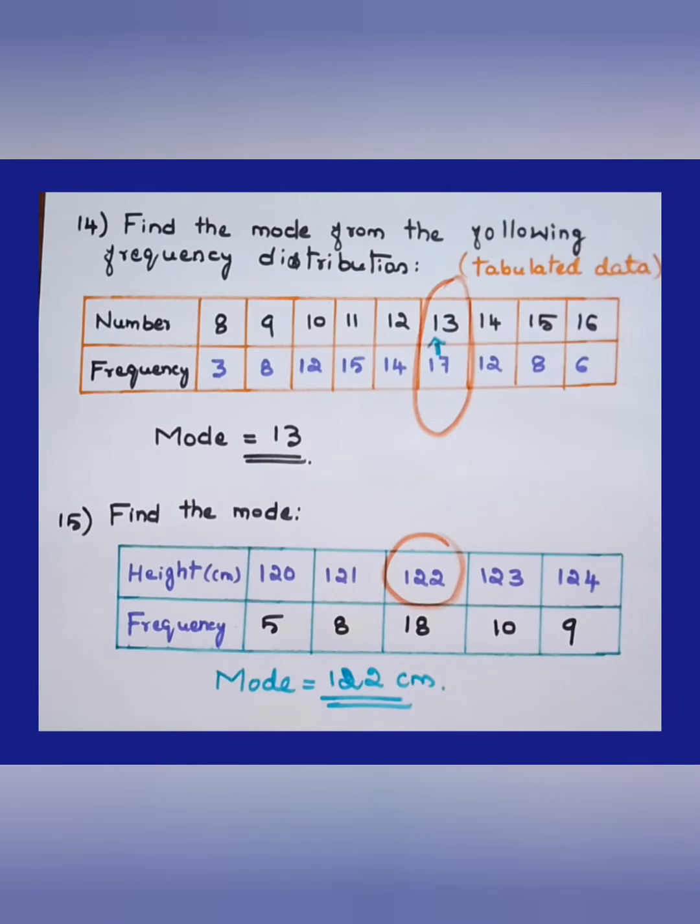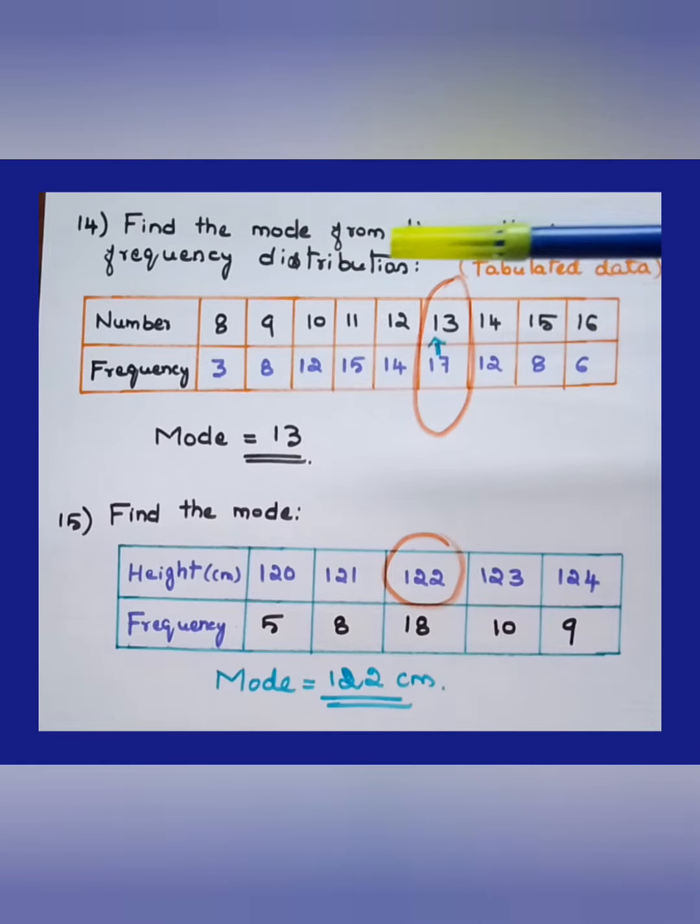We have learned how to calculate the mode for the raw data. Now for the tabulated data, how to find the mode? This is also easy only. Find the mode from the following frequency distribution. Most of the cases they may ask this for the multiple choice questions only.